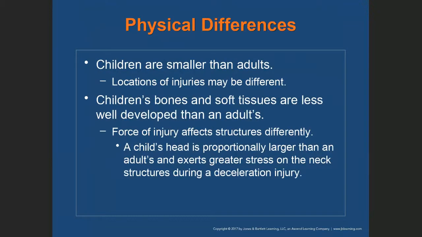Physical differences. Children are smaller than adults. Locations of injuries may be different. Children's bones are soft and less well-developed than adults. Force of injury affects structures differently. A child's head is proportionally larger than an adult's and exerts greater stress on the neck structure during a deceleration injury. So they can injure that spine pretty easily.